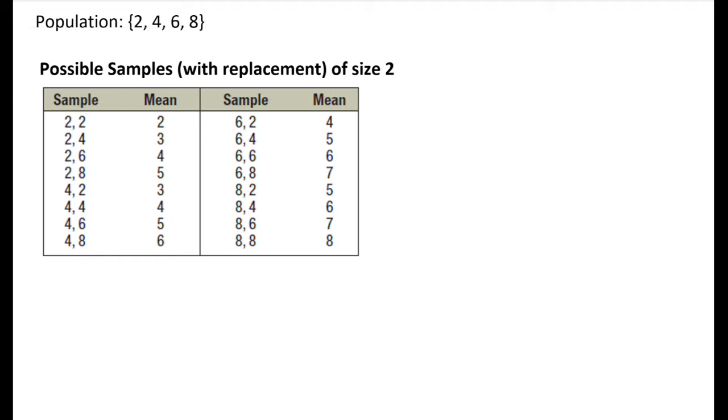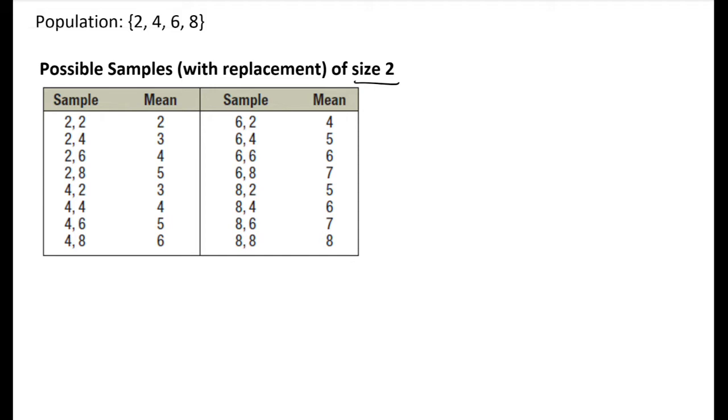What we're going to do is write out all the possible ways of taking sample sizes of 2. So you can get 2 2s, you can get a 2 and a 4, 2 and a 6, 2 and an 8, all the way to getting 2 8s. Okay, so these are all my possible samples that I could take for a sample size of 2.